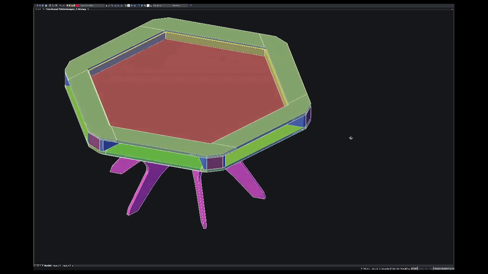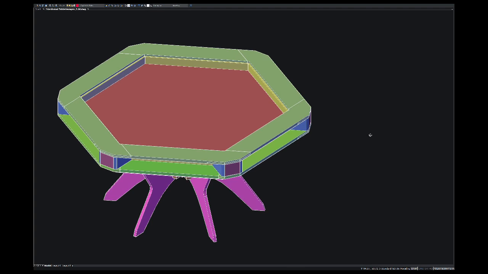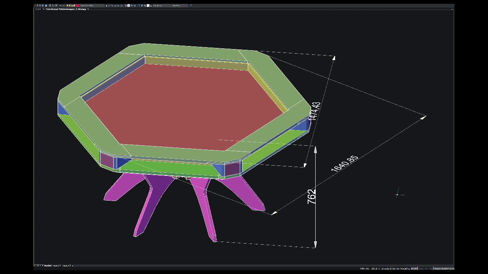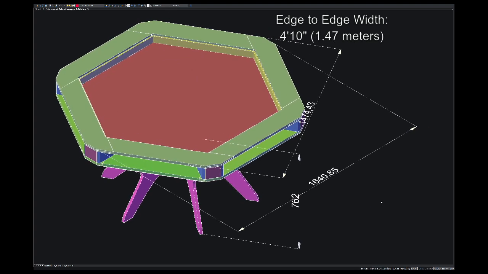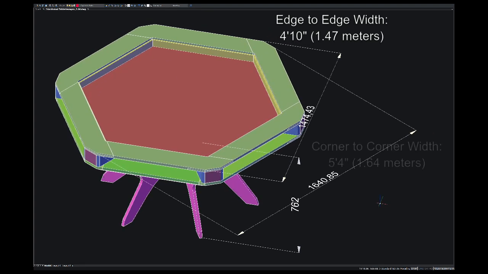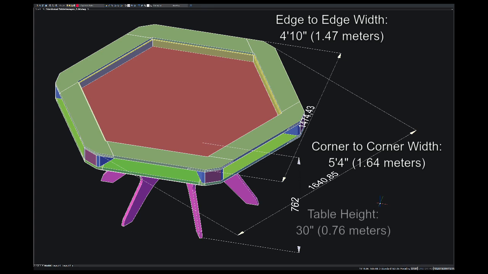The hexagon dimensions of this table will have two width dimensions, an edge-to-edge measurement and a corner-to-corner measurement. The edge-to-edge width is 4 feet 10 inches across. The corner-to-corner width is 5 feet 4 inches across. The table height is 30 inches tall with 25 inches of leg room underneath. The tabletop thickness is 5 inches.